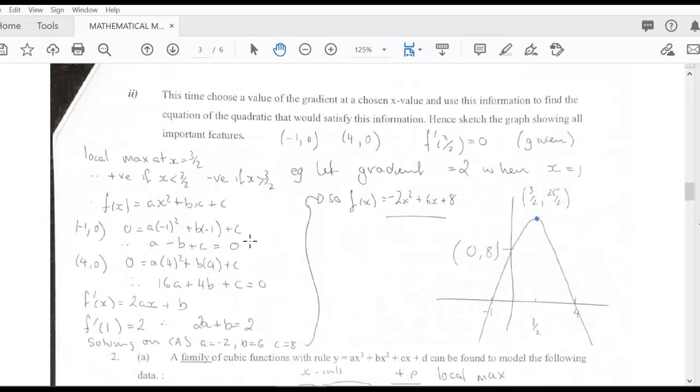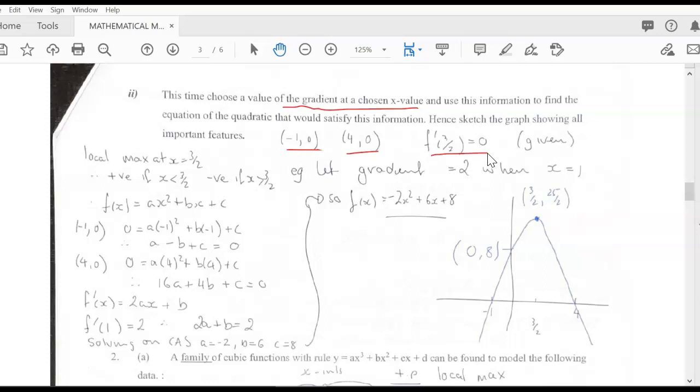So part 2, this time choose a value of the gradient at a chosen x value and use this information to find the equation of the quadratic that will satisfy this information. Hence, sketch the graph showing all important features. So it does say choose a value of the gradient at a chosen x value, so this information is given to us. All right, so we know those 3 bits of information.